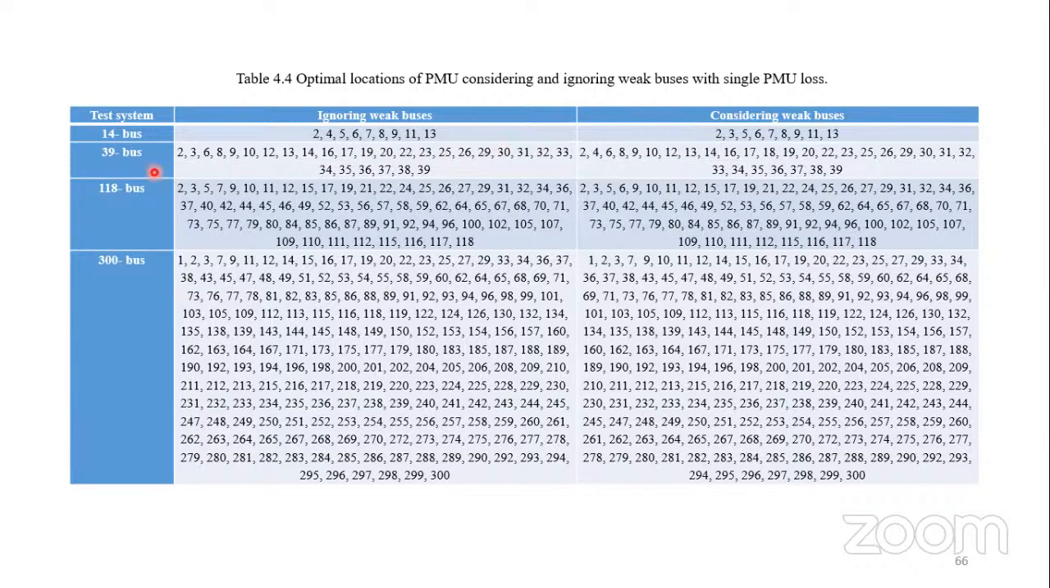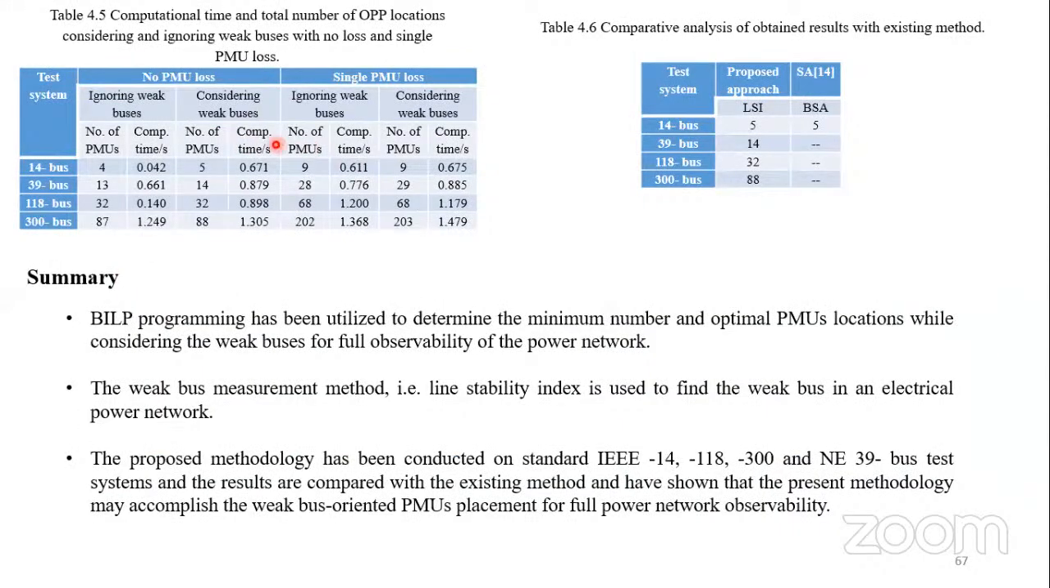Similarly, for the 39 bus system, the 118 bus system and the 300 bus system also, we have found the location with single PMU outage, considering and ignoring weak buses. During normal operation, the numbers are 4, 13, 32, 87. Whenever we are considering the weak buses, when there is no PMU loss, it is 5, 14, 32, 88. And for ignoring weak buses, the choices are 9, 28, 68, 202.